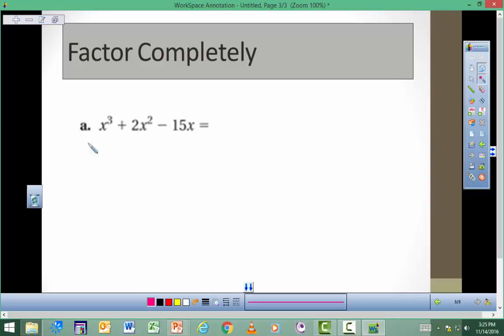What you could do is rewrite this as like x times x squared. That of course equals x cubed. And then you can write this one as like x times 2x. And this one you can write as x times negative 15. And now once again, the common factor comes out in front of the parentheses. So the common factor is this x sitting right here.